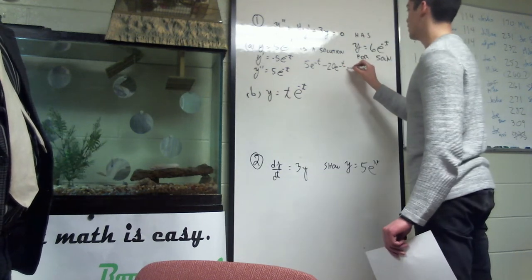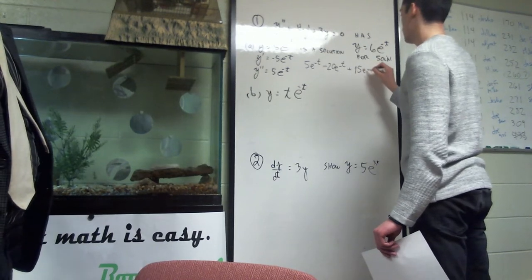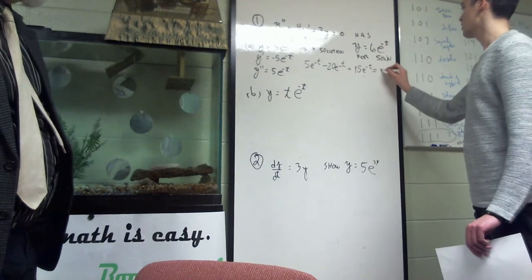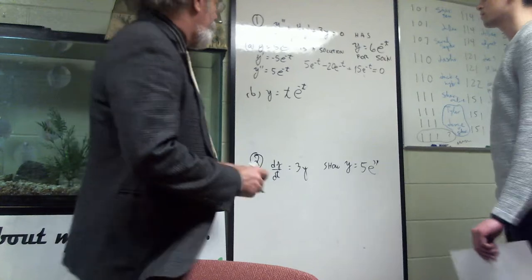And plus 3 times 5, that's 15, e to the negative t. And everybody can see those are all going to cancel out and give 0. So that's it. That's all you have to write. Next one, we're going to show why this one isn't a solution.